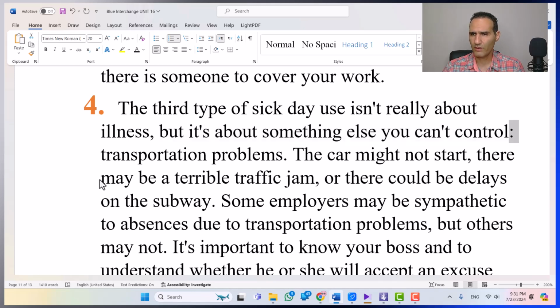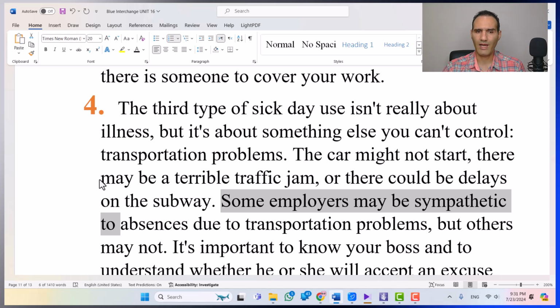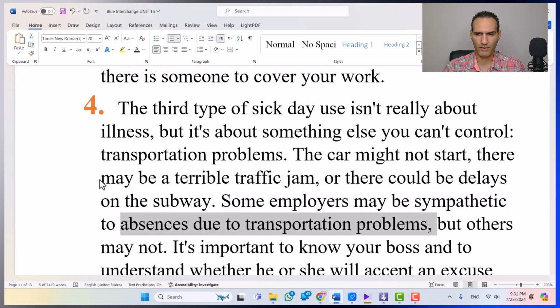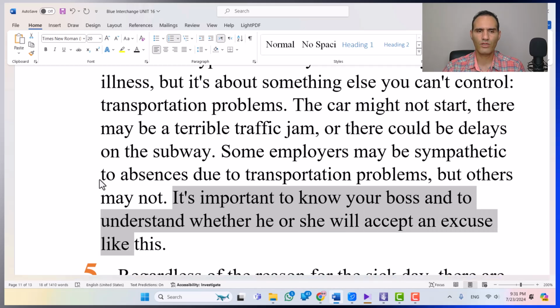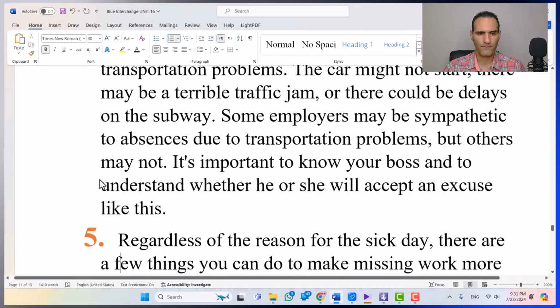So here, colon means explanation. Transportation problems. The car might not start, there may be a terrible traffic jam, or there could be delays on the subway. Some employers may be sympathetic to absences due to transportation problems, but others may not. It's important to know your boss and to understand whether he or she will accept an excuse like this.